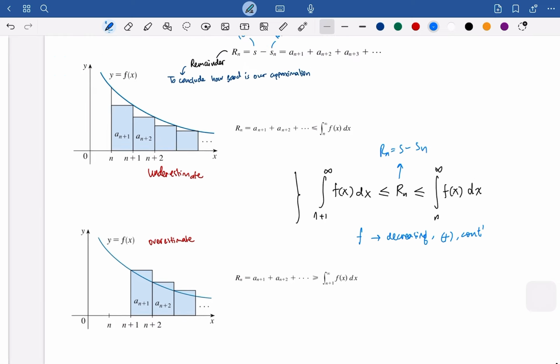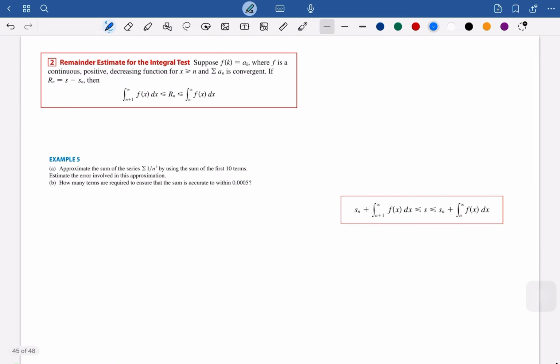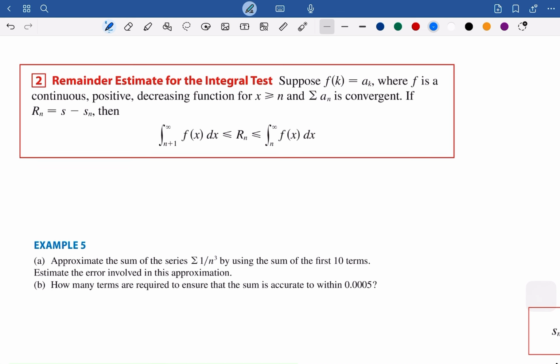Okay. I will give you just some example after this one. Okay. So I think this is all that it says. So that was the remainder estimate for the integral test. So let's see just an example here.